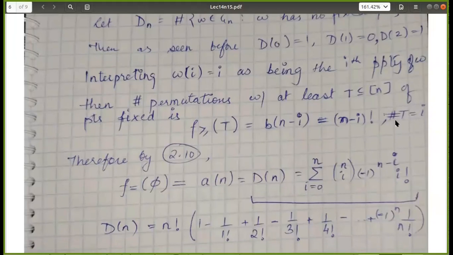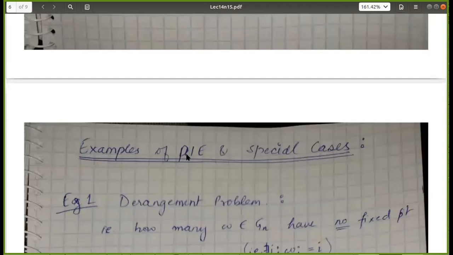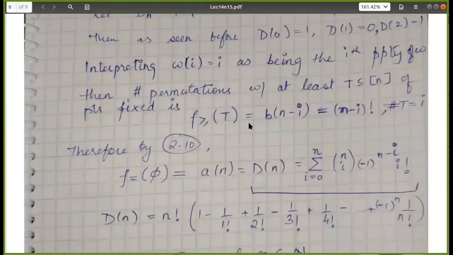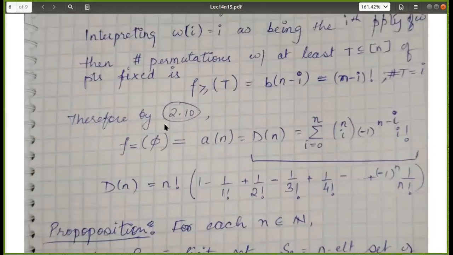And the cardinality of the set T is i, because you're dealing with B_{n-i}. So then by 2.10, which was the expression for A_m, just try to remember this a little. M choose i, B_i with the weighted sign, implies that f equal to of m T.